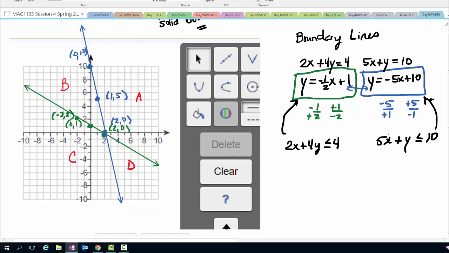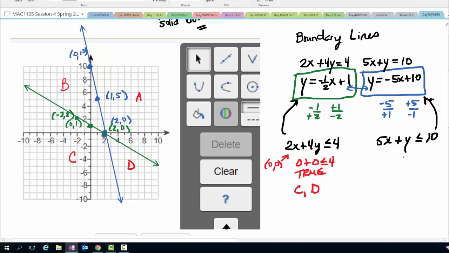Is the point (0, 0) on either of the lines? No, so we can use it as our test point, and we're going to test it in both inequalities. If I plug (0, 0) into the first inequality, I get 0 + 0 ≤ 4. Is that true or false? True. Remember that was the green line. We just found that this side of the green line works. Which two regions are those? C and D. Do you see how C and D are both below the green line where (0, 0) is? So any point in C or D will work for this inequality.